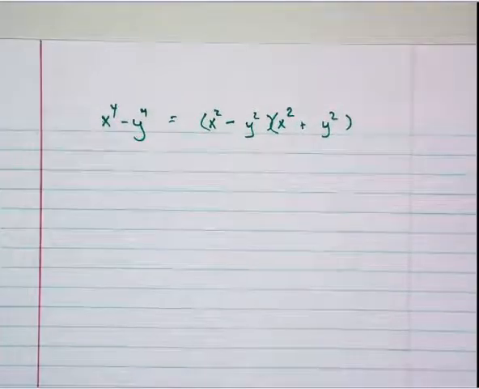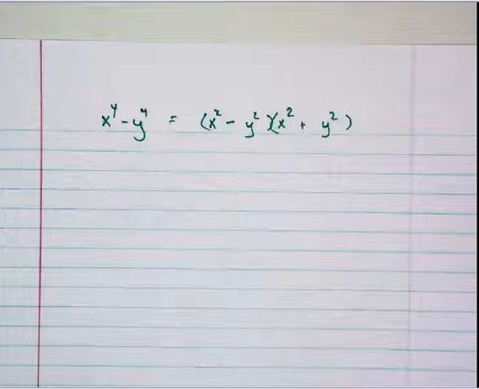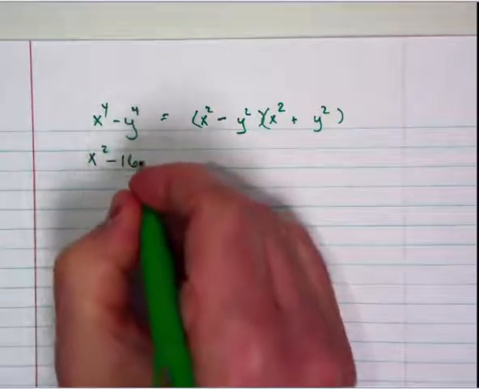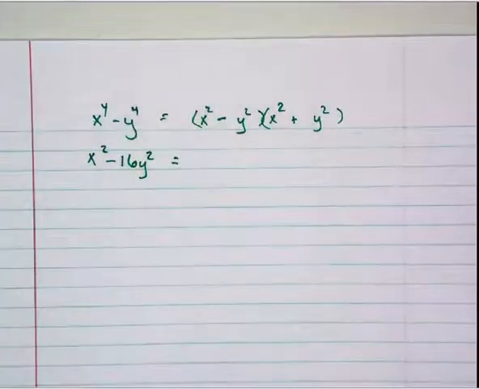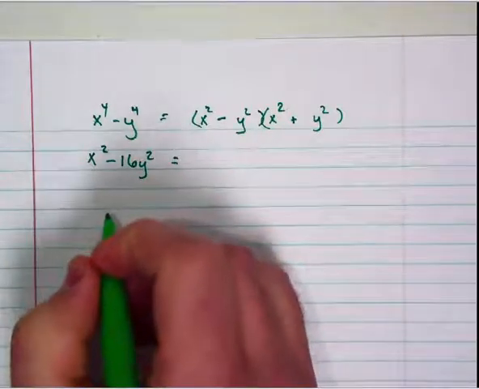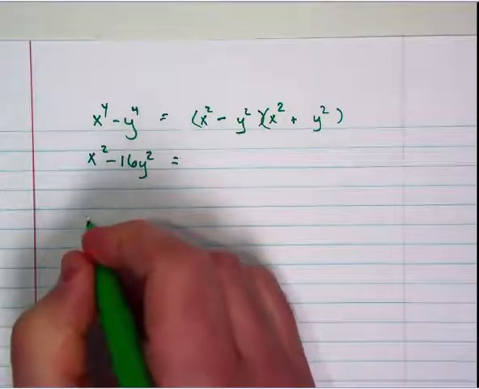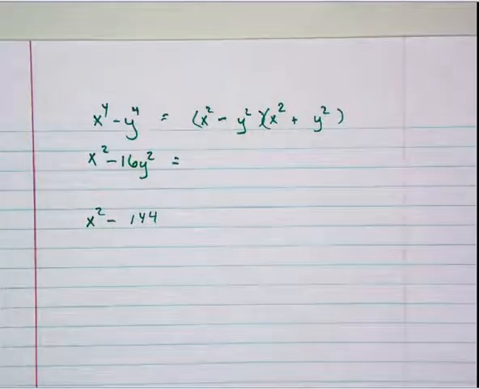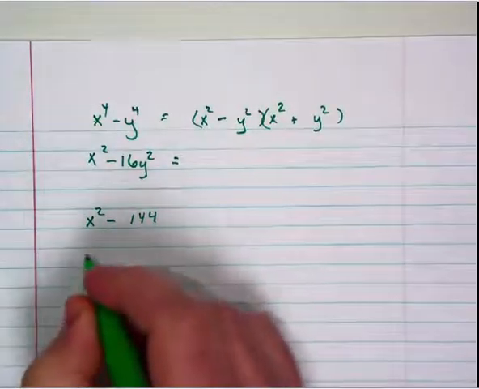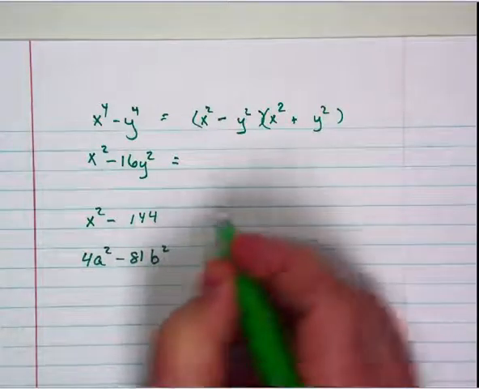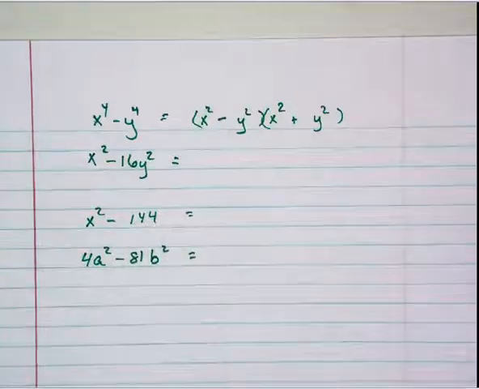Okay? I am going to give you 3 more to come to class with. How about x squared minus 16y squared? And let's see, we'll do a simple one, x squared minus 144. And 4a squared minus 81b squared. Have those ready when you come to class on Thursday.